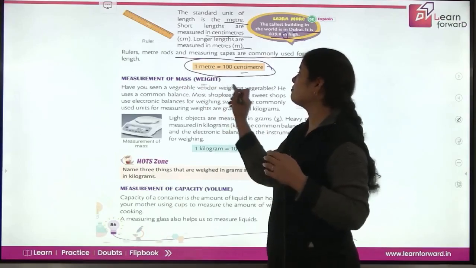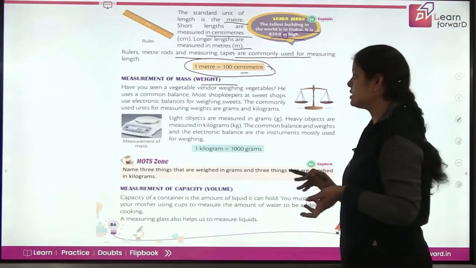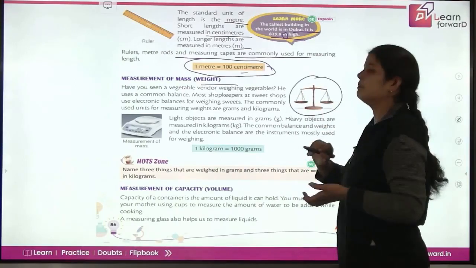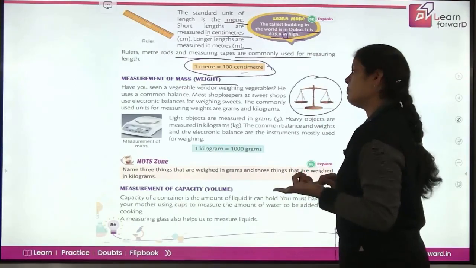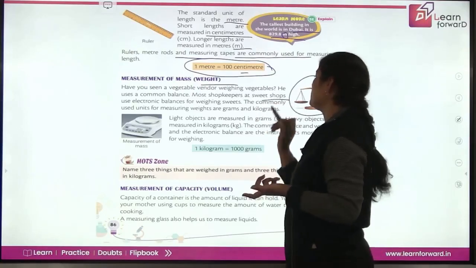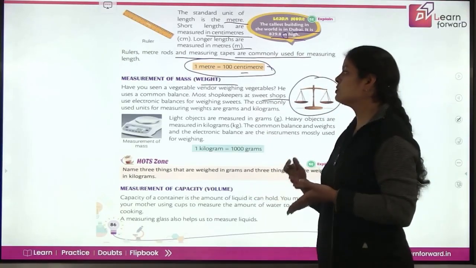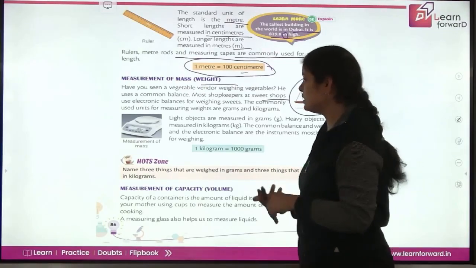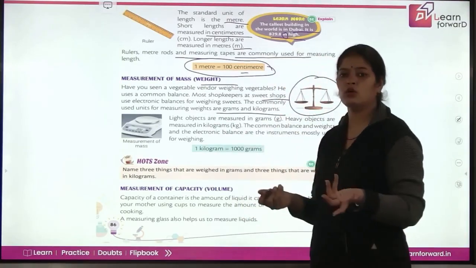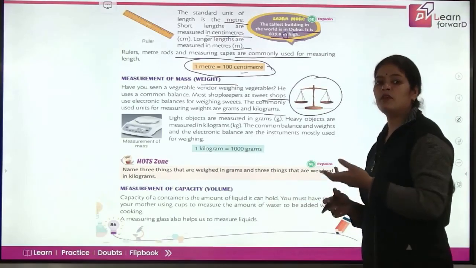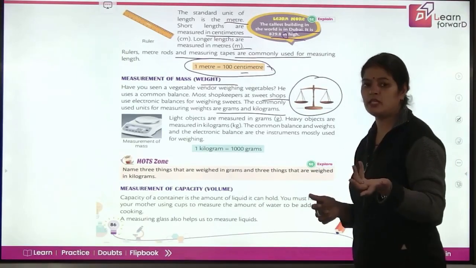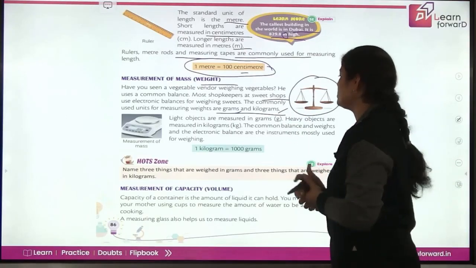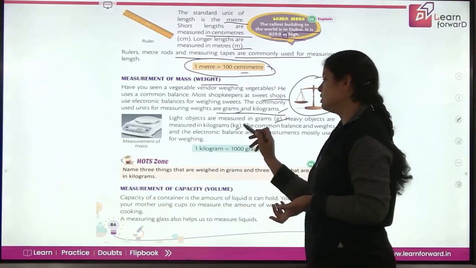Now measurement of mass means how can you measure the weight? Have you seen a vegetable vendor weighing vegetables? This is the common balance that everybody uses. Most shopkeepers at a sweet shop use an electronic balance for weighing sweets. The commonly used units for measuring weights are grams and kilograms. Light objects are measured in grams, heavy objects in kilograms.